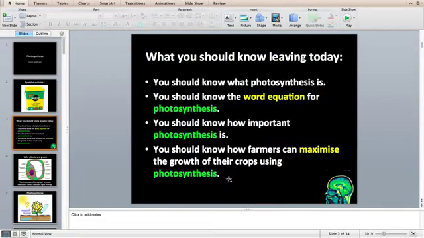So girls, today you should know what photosynthesis is, you should know the word equation for photosynthesis, you should know how important it is, and you should know how farmers can use what they know about photosynthesis to maximize their yield for their crops. So to grow as many and as large plants as they can to make money out of them.